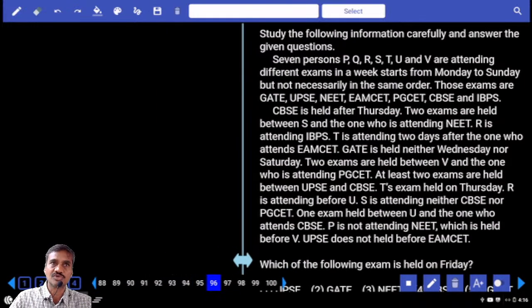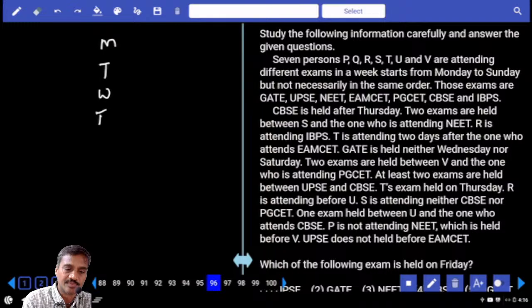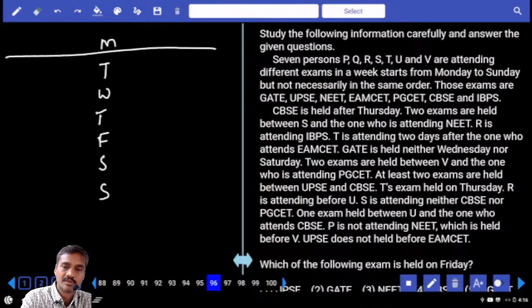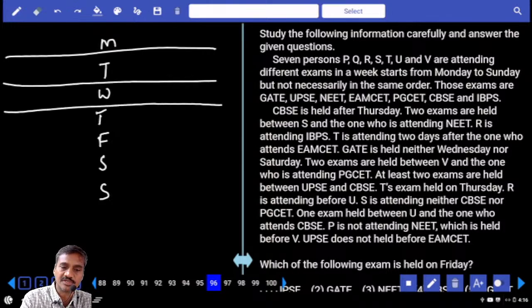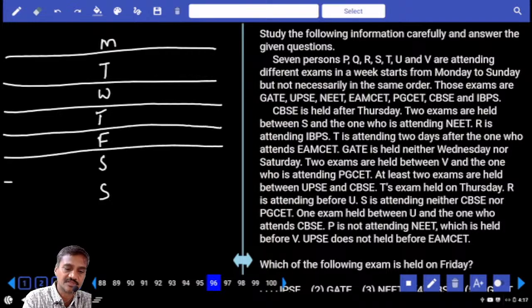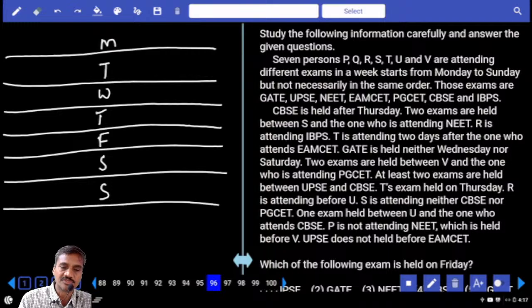Then 96 to 100. Now in this 96 to 100 there are some 7 persons. Now P, Q, R, S, T, U, and V attending different exams in a week starting from Monday ending on Sunday. Monday, Tuesday, Wednesday, Thursday, Friday, Saturday and Sunday. Then 7 persons were there, Monday to Sunday.